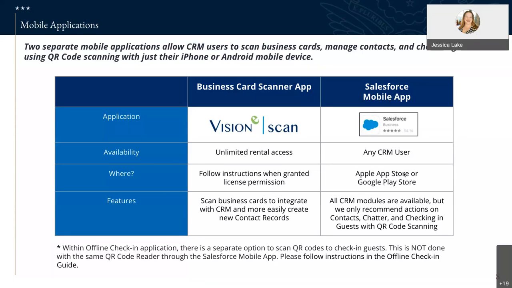There are some native Salesforce business card scanner apps, so you want to make sure you have the right one for our access. So what does this do exactly? This Vision eScan app allows you to scan the business cards and then upload that information to create a contact record in your CRM. So this is really handy. Brandon's going to talk more about when this would be really useful for folks at Post. But the Salesforce mobile app is basically for everything else.